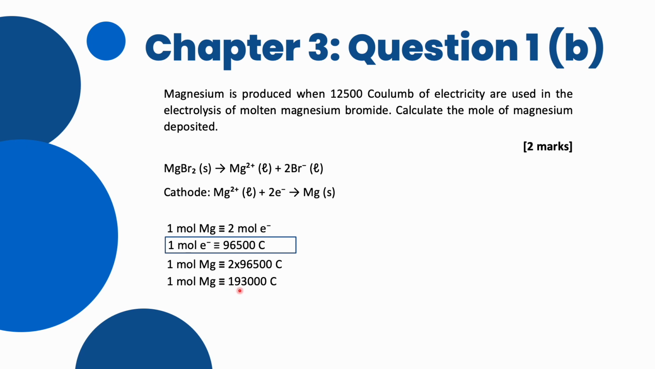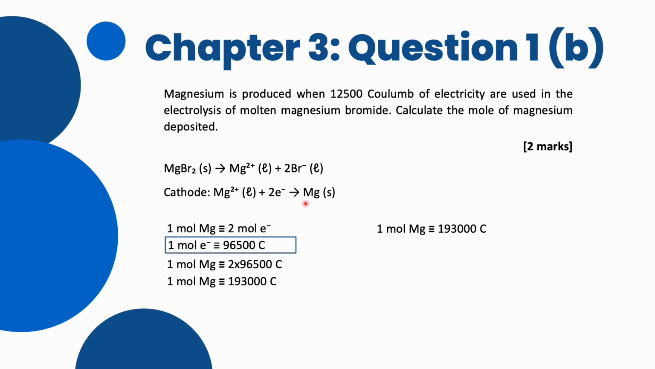Okay, so why do we have to find out the 1 mole? Because we want to know what is the mole of magnesium if we have 12,500 coulomb. So what we are going to do next is the cross multiplication, and we know that 1 mole of magnesium needs 193,000 coulomb. And this is based on the theoretical. How do we know the theoretical value? That's why we have to write down the equation.